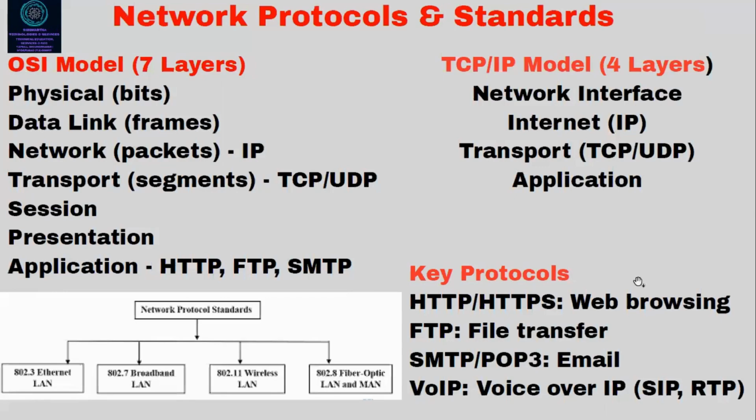The 7 layers are physical, that is nothing but bits. Data link, we call it frames. Network, that is called IP. Transport, that is segments, TCP and UDP protocols. Session and presentation, then application. So these are the 7 different layers.